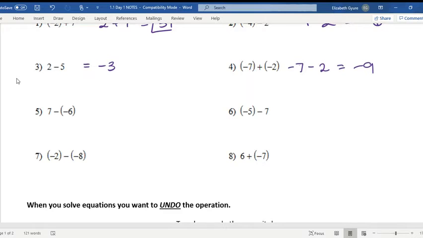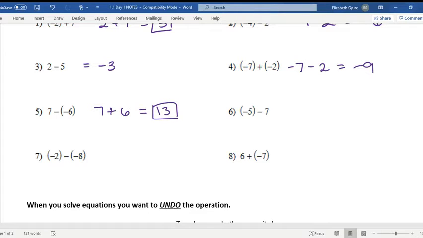Okay. Number 5, 7 minus a -6. What did you say to change it to? Well, so close, but don't you have a double negative? Yeah, make it a plus. So 7 plus 6 equals 13.